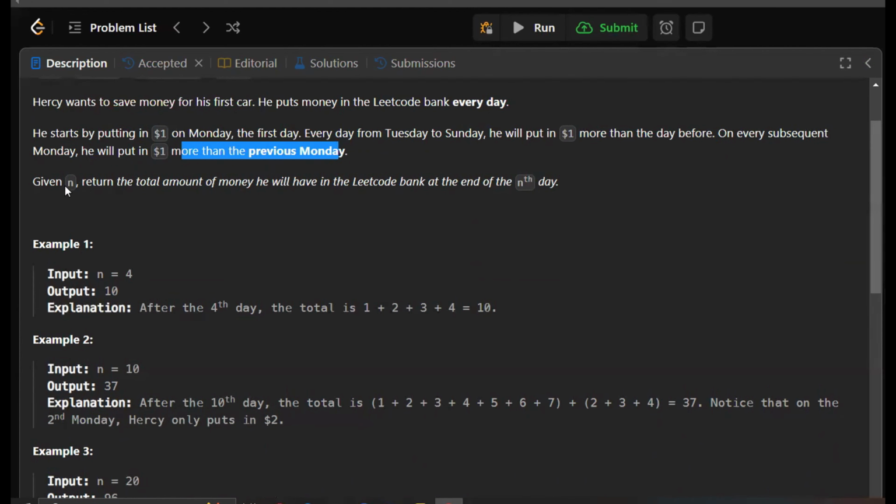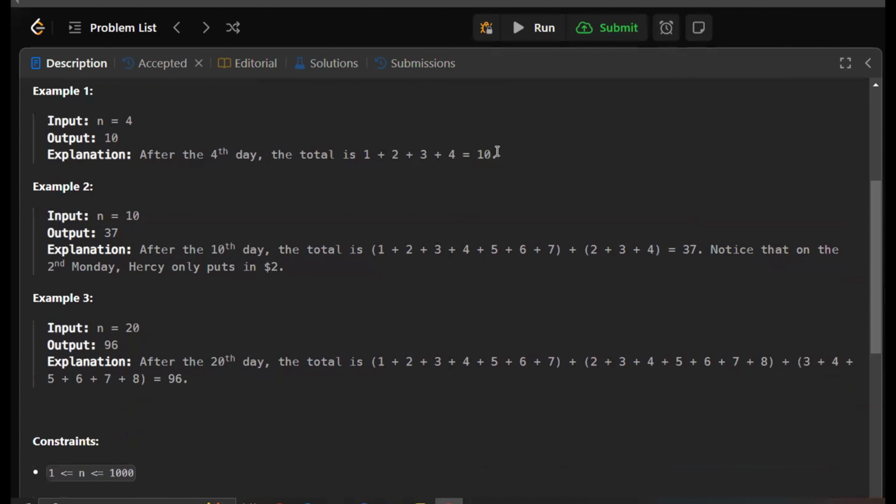And we are given integer n. So we have to return the total amount of money he will have in the Leetcode bank at the end of the nth day. Let's understand the second example. Here, the number of days is 10.